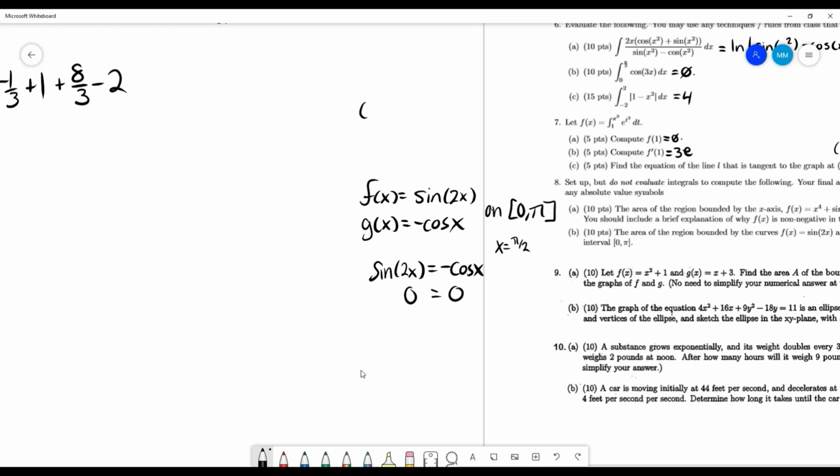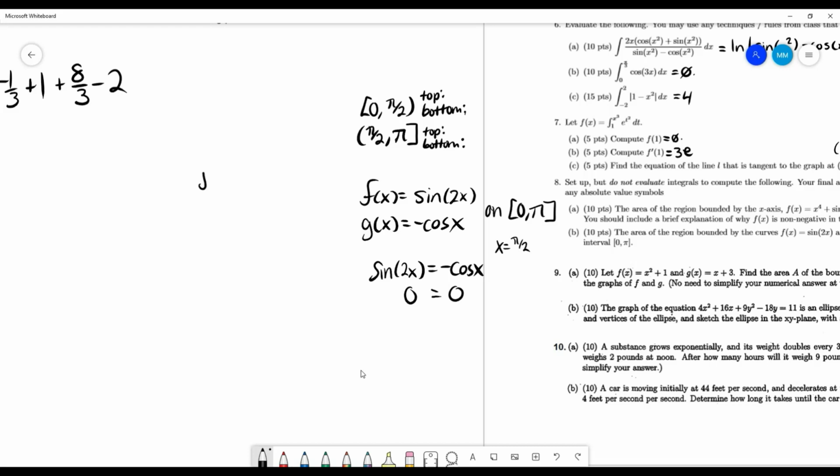So I'm going to take a look at this interval and then this interval and see which one is my top function and which one's my bottom function for each one, so that we can write out those integrals appropriately. So I'm just going to plug in a value for each of these.